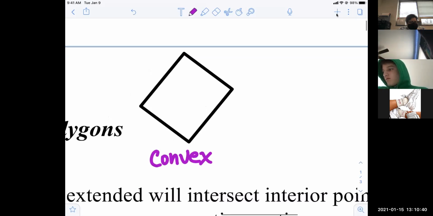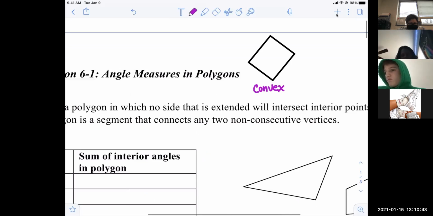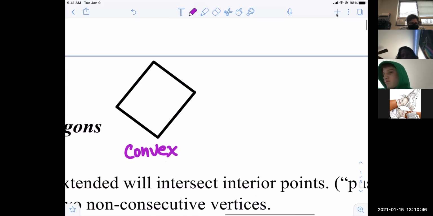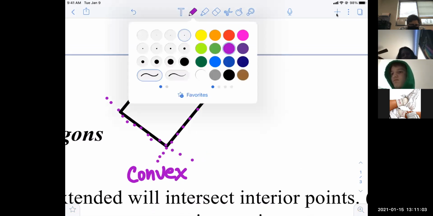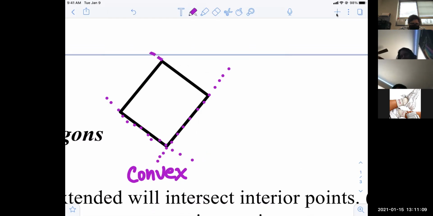The reason it's convex, there's a definition here that says no side that's extended will intersect interior points. If you stretch out this side, you don't hit any points on the inside of the polygon. If you stretch out this side, you're not hitting any points on the inside of the polygon, right? Do you remember that you can actually draw a dotted line? I never think to do that, but did you know you can do that? So if you stretch out a side, it's never going to hit interior points. That's called convex.